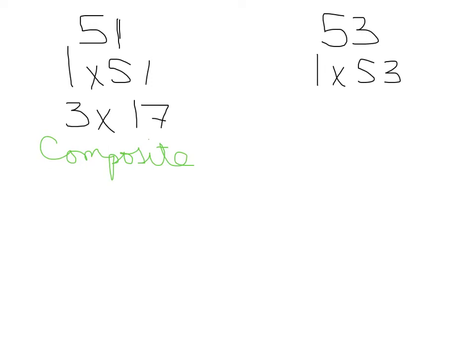Didn't work for 2 or 3, so it's not going to work for 6. Didn't work for 2, so it's not going to work for 8. Didn't work for 3, so it's not going to work for 9. Doesn't end with a 0, so it doesn't work for 10. Looking like it's probably going to be a prime number. Can't think of any other factors that will go into 53, so 53 is a prime number.